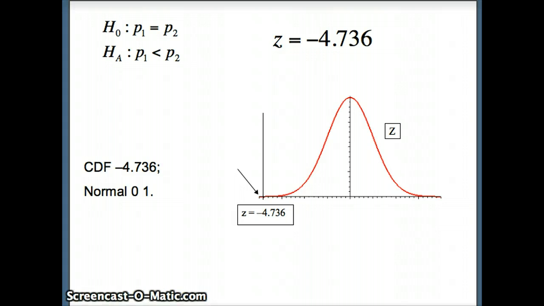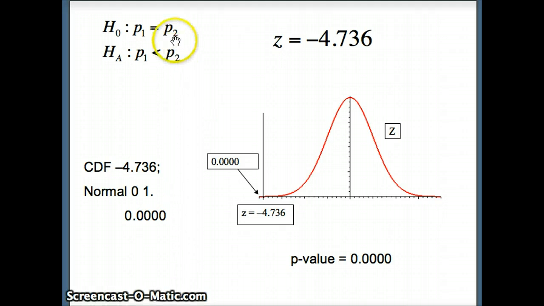We ask Minitab CDF negative 4.736, semicolon, normal 0, 1. And it basically gives me 4 zeros: 0.0000. So essentially, at least to 4 decimal places, there's nothing there. So if that's 0, that's going to be my p-value. My p-value here is the very small number 0.0000.